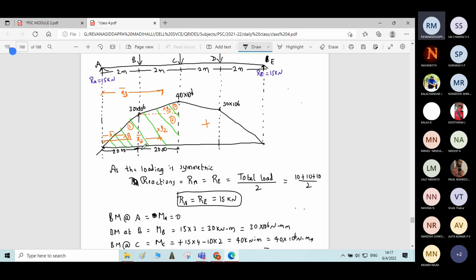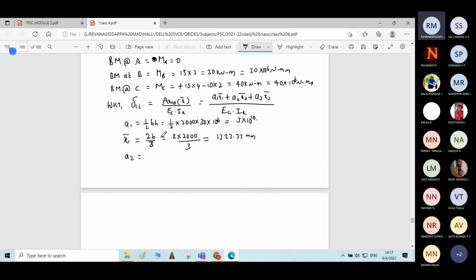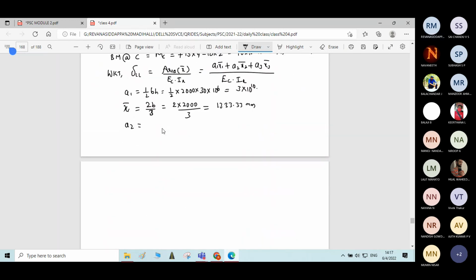Similarly, A2, area of rectangle 2. Here the width of the rectangle is 2000 mm and the height is 30 into 10 power 6. Therefore it is B into D. B is 2000 and depth is 30 into 10 power 6. The answer is 6 into 10 power 10.